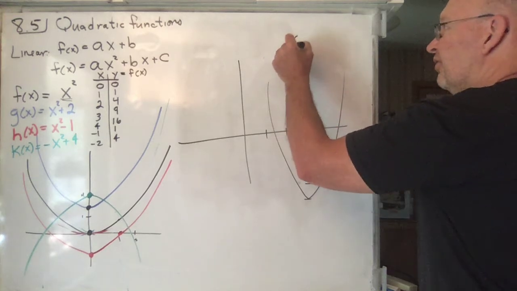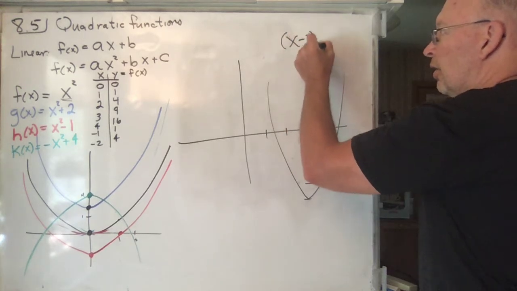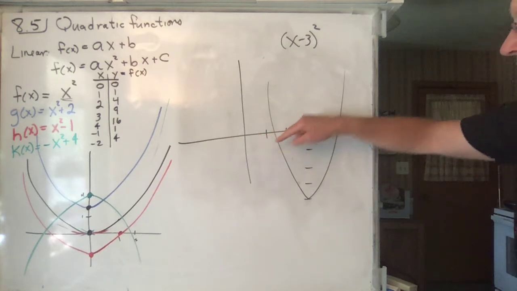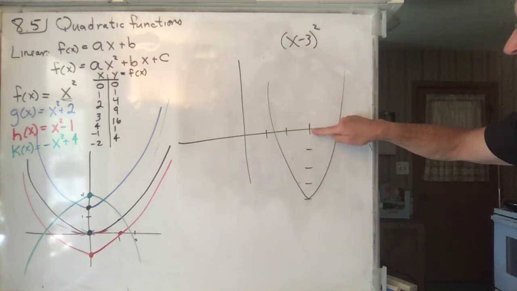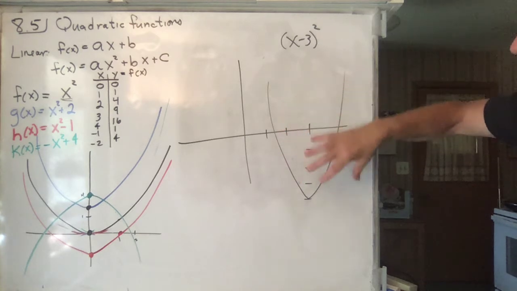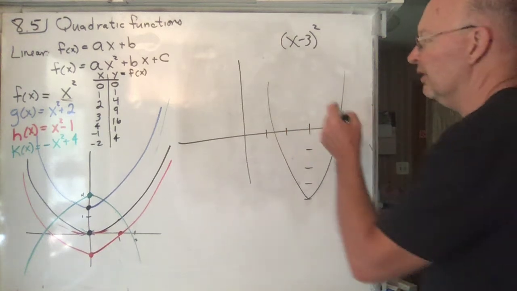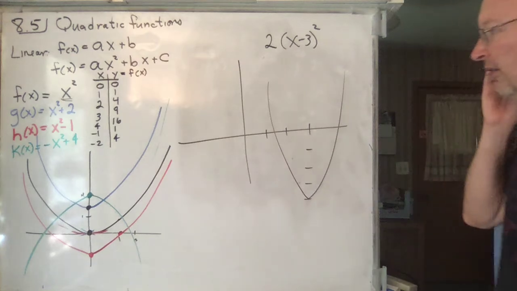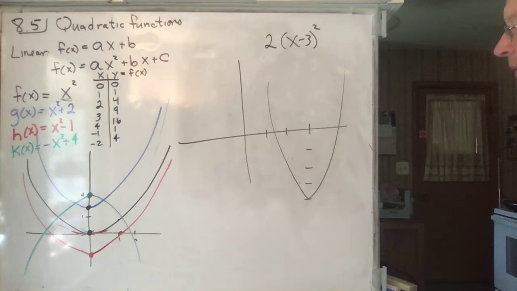So first of all, here's what I have in mind. It's going to be an x minus 3 quantity squared, because the x coordinate of the vertex is 3. Notice that the function is pretty steep, so it's hard to know exactly how steep it is. I don't care. Let's just put a 2 in front. That would make it steeper than a regular parabola.